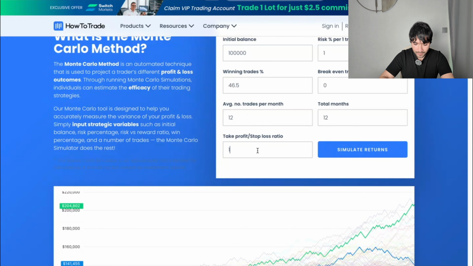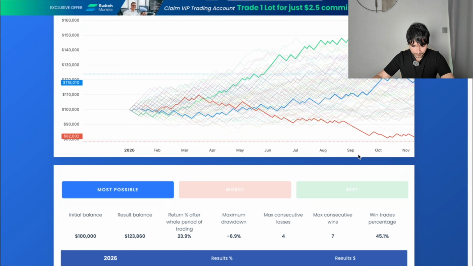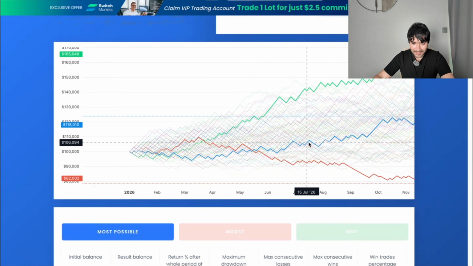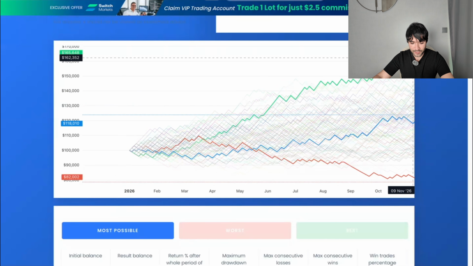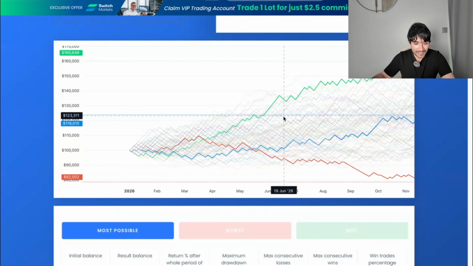About 12 trades per month, and then we got to change this to 1.5 R. Go ahead and simulate. And as we can see, we had about 18% account growth. And in the worst case scenario, we were actually down 20% for the year. In the best case, we were up about 65% on the account. And this is what it's like to actually trade.